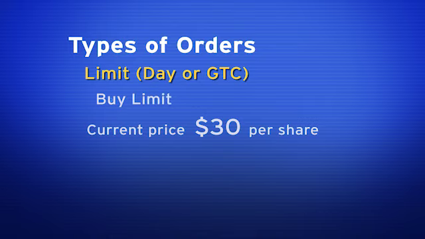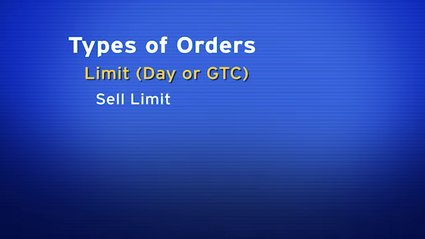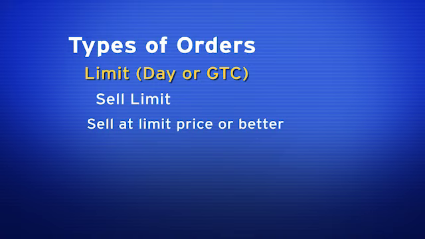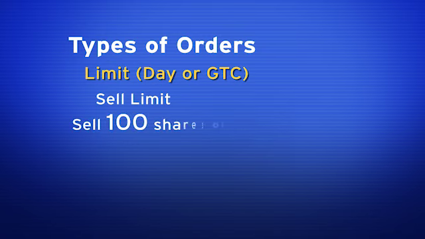Now let's look at a sell limit order. With a sell limit order, I'm going to sell at my limit price or better. If I'm selling, what is better than my limit price? Well, something that would be higher than that. The order is placed above the market. So I enter an order to sell 100 ABC at 30.